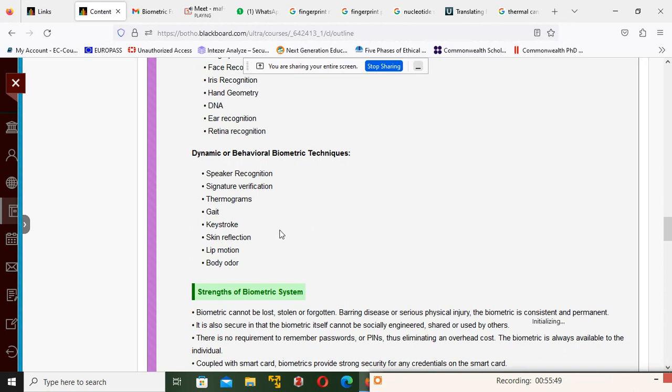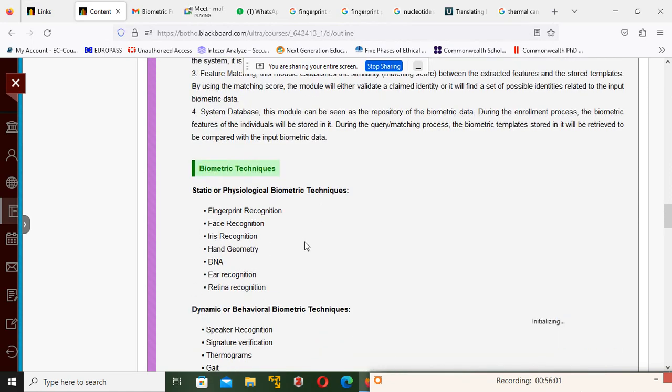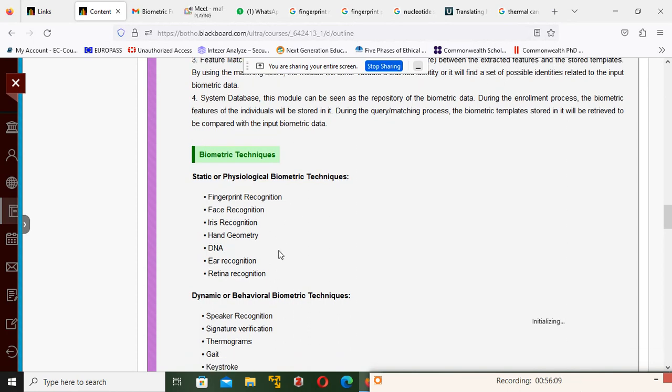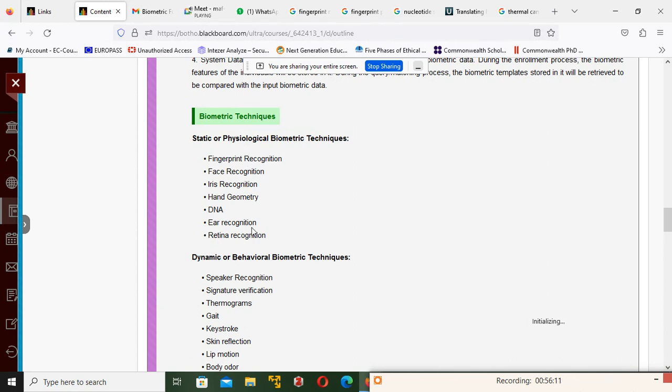So with the dynamic or the behavioral biometric techniques, you have to note that they are mainly processes. They are mechanisms that are going on. That is why we say they are dynamic. But with the physiological, or in some books we say anatomical, those ones are the static ones. There are other ones apart from this, for example, your foot pattern or your footprint. It is also one example of the static or the physiological biometric features.